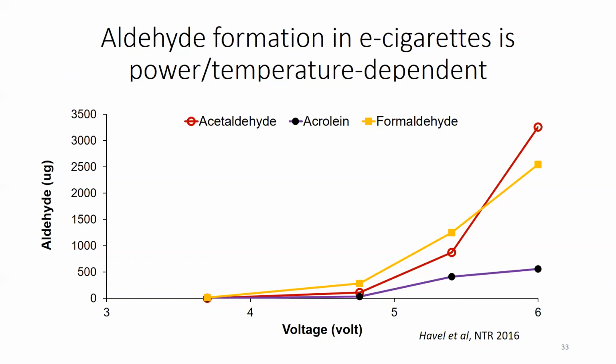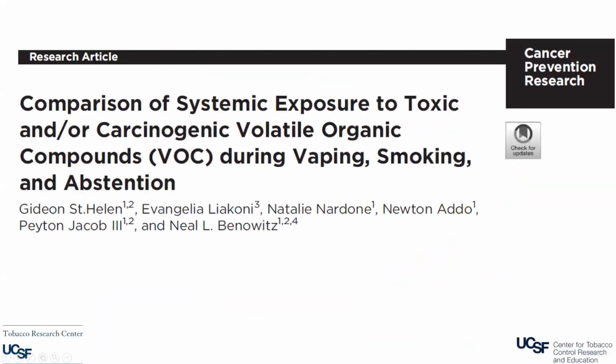Now, speaking about aldehyde formation, the aldehyde formation in e-cigarette aerosol is power or temperature dependent. The higher the power, the more aerosol, and the more volatile organic compounds may be produced. This is a study we did a few years ago, looking at the effect of voltage or power on acetaldehyde, acrolein, and formaldehyde, and you can see that the higher the voltage or power gets, meaning the higher the temperature, the higher the levels of these volatile organic compounds.